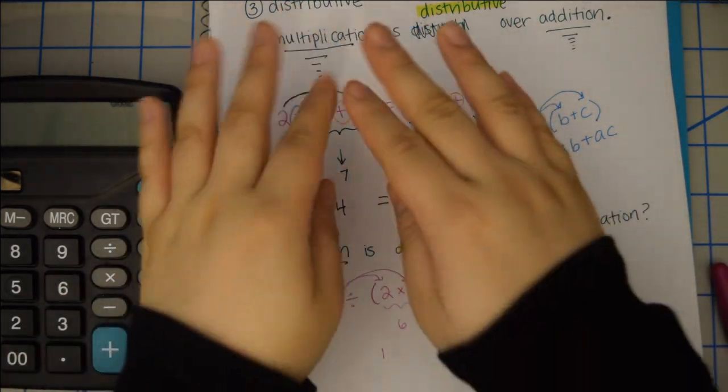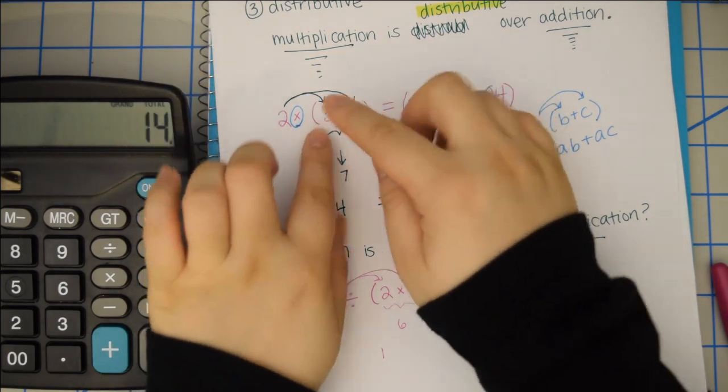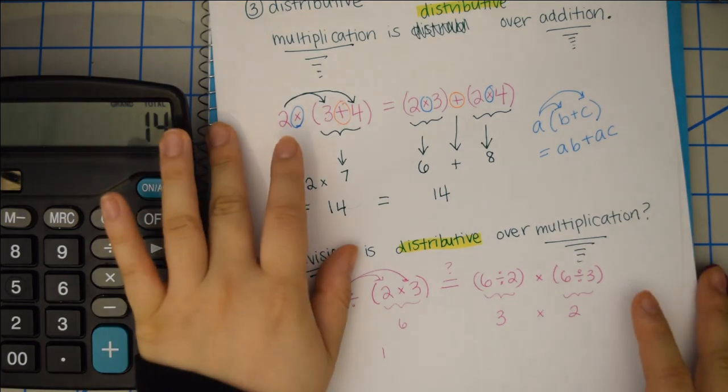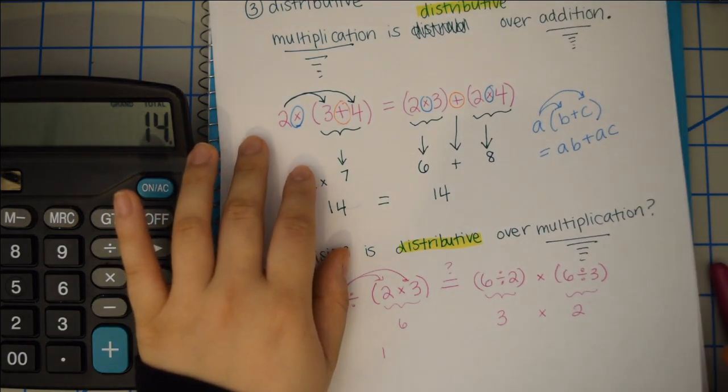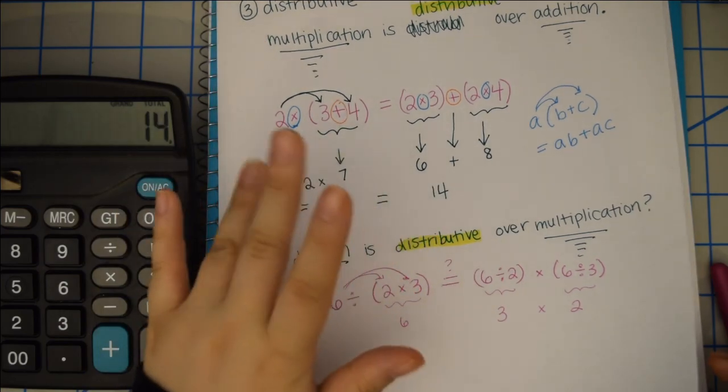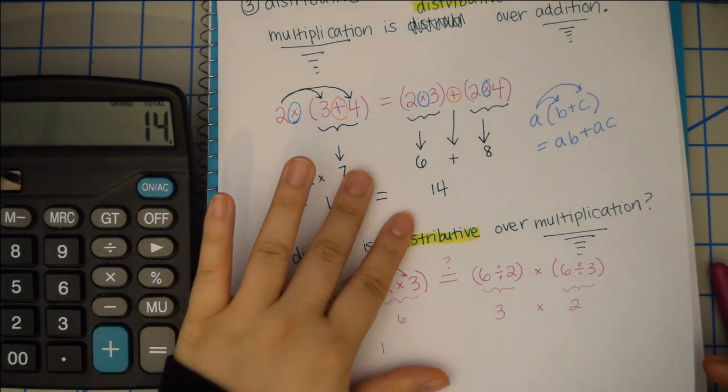So really it's like combining this together first and seeing if you can distribute that first part over the second operation. So you can play around with this. Generally, we use multiplication as distributive over addition, and multiplication is distributive over subtraction.